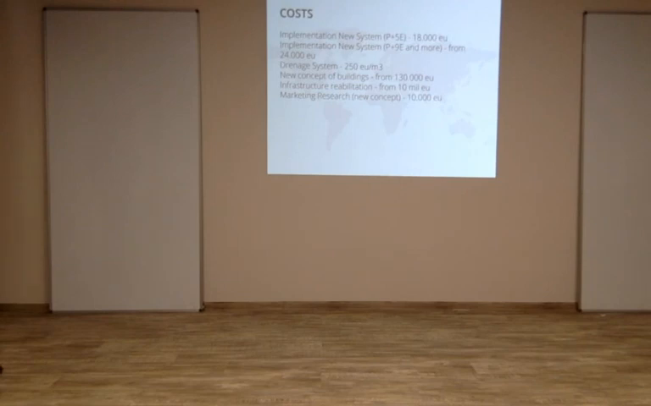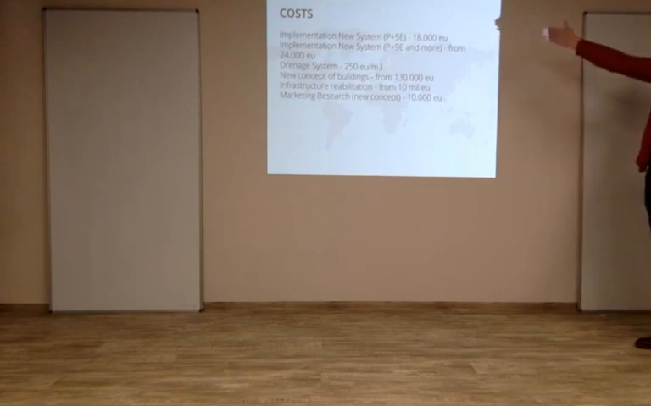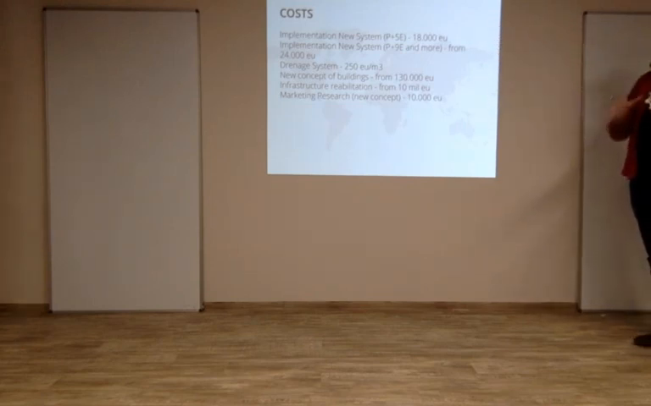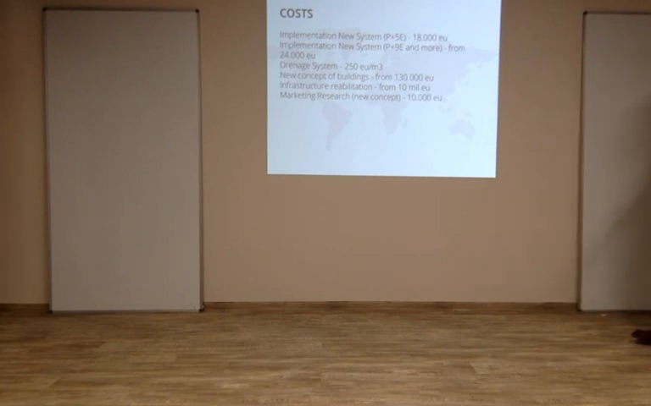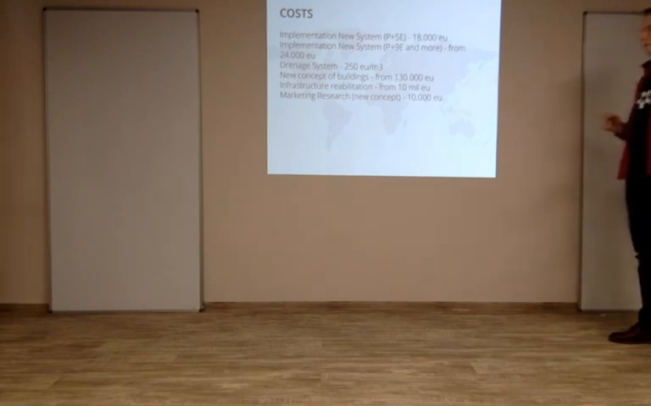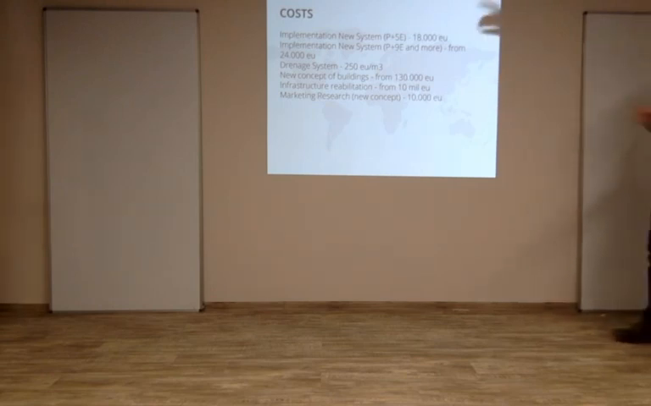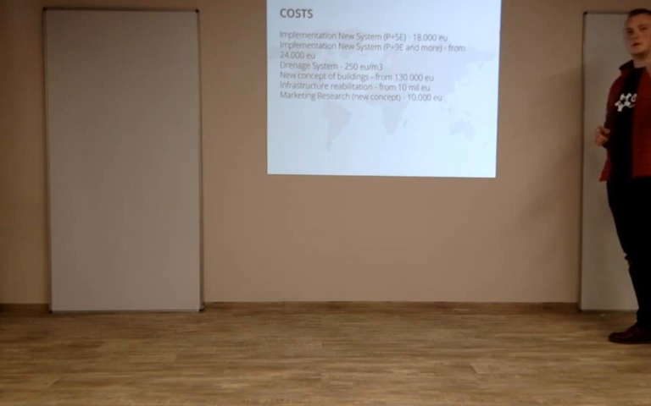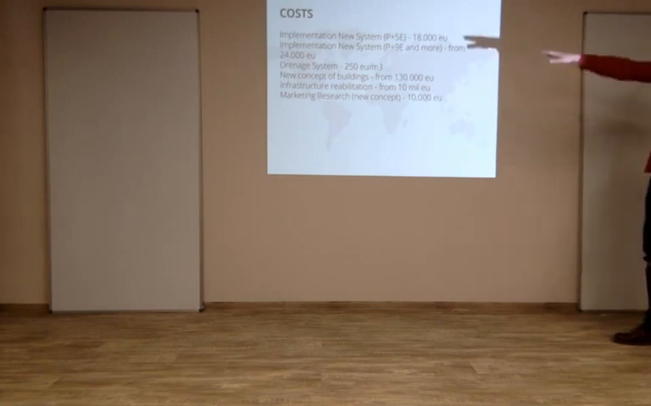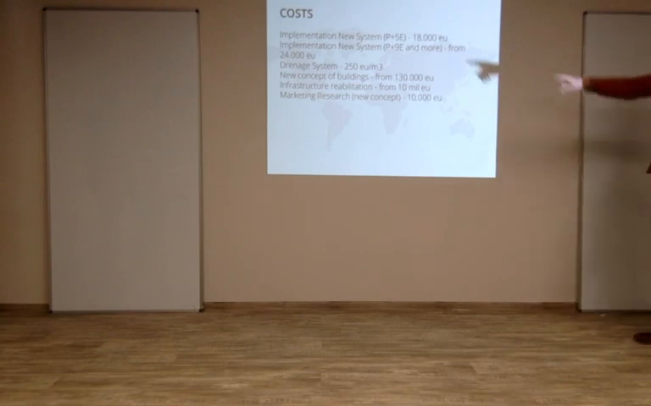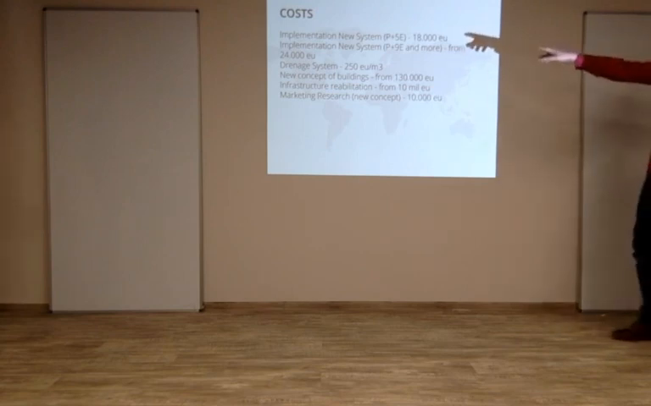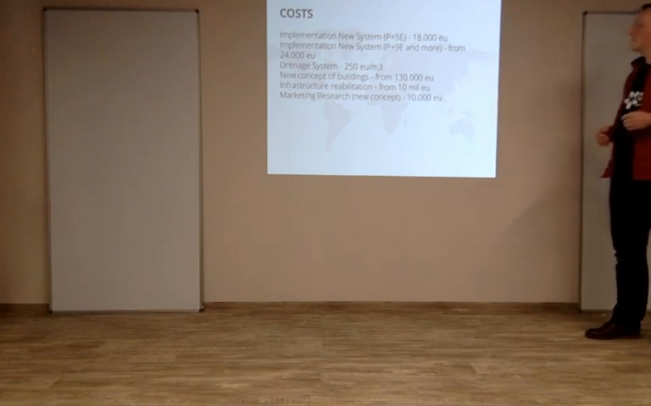And about costs, implementation of the new system for a construction with 5 levels is 18,000 euros for the hydraulic system only on the underground level or only on the top level. We speak here about one system in one building. Implementation of the new system in a high-level building is 24 euros. This is the cost for one pendulum.